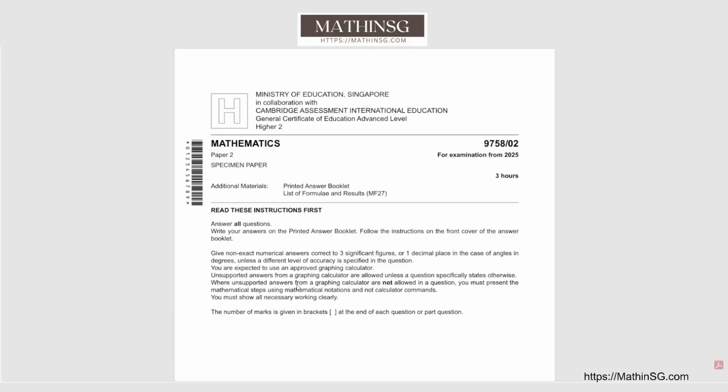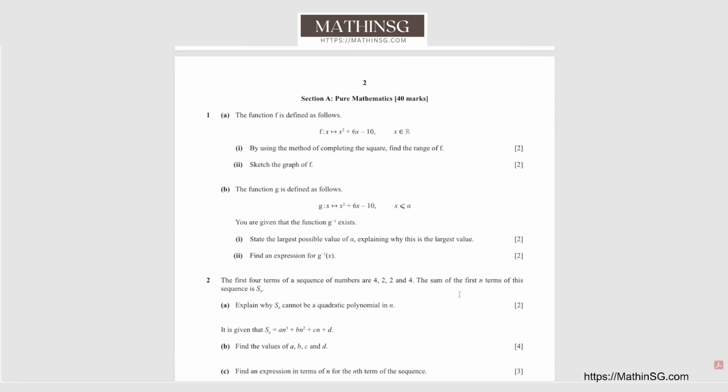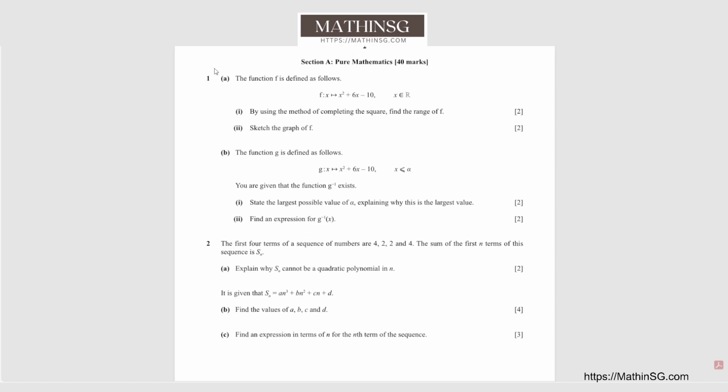In this video, we'll be going through the 2025 specimen paper for H2 Math revised syllabus 9758. This is paper 2. For paper 2, the first 40 marks will be on pure math and the next 60% will be on statistics and probability. In this video, we'll be doing part 1, which is your section A on pure math. So let's take a look at this question.